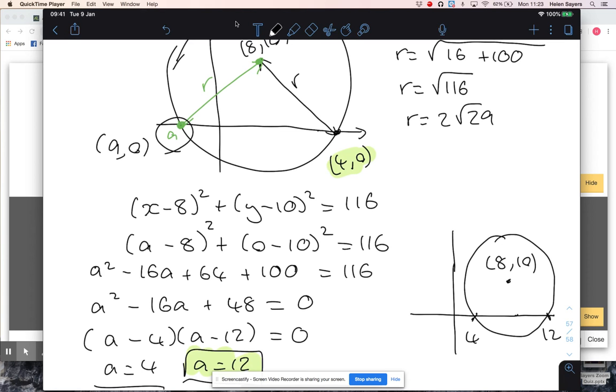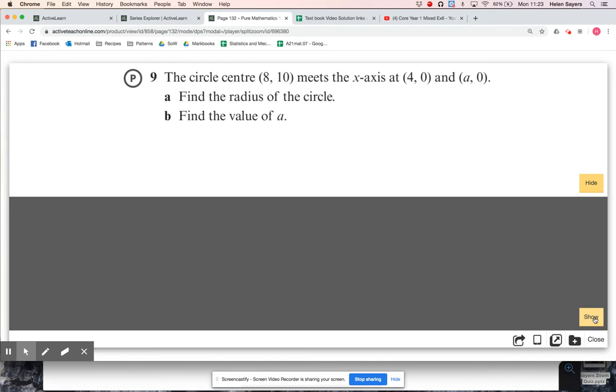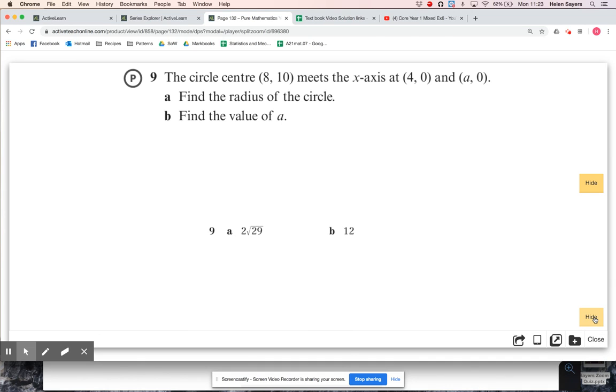Okay, and if it had been a harder question or I'd got a bit stuck on it, it might have been worth spending some time actually getting an accurate sketch. But as I said, it didn't make any difference to my calculations. She says, hoping that A is 12. Yeah, and 2 root 29. Brilliant.